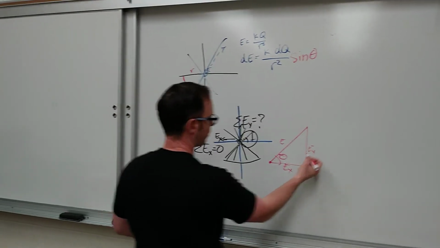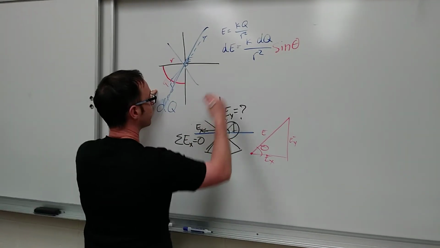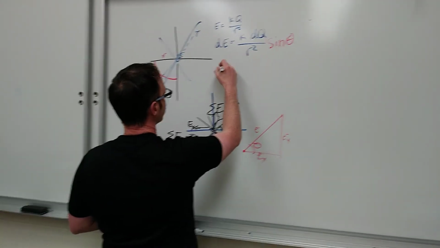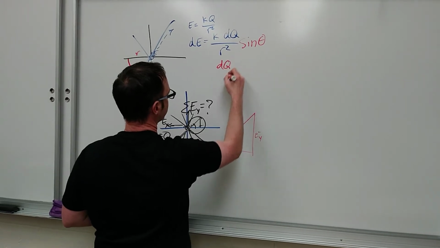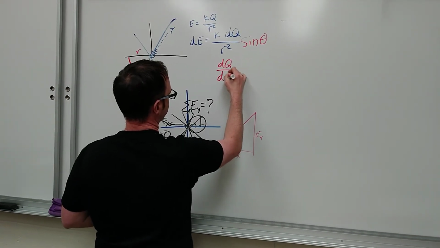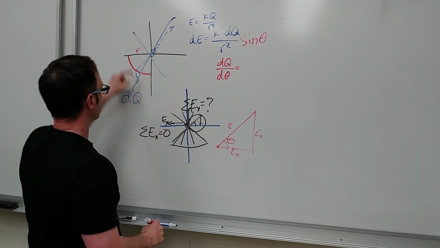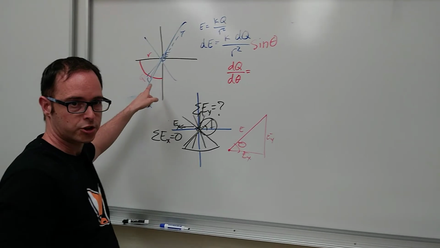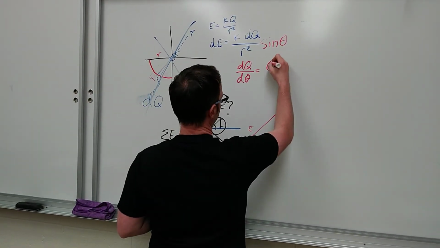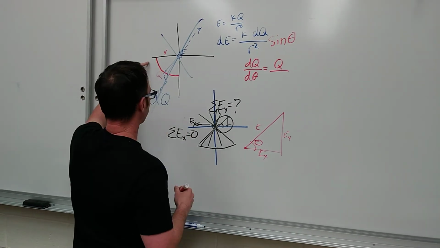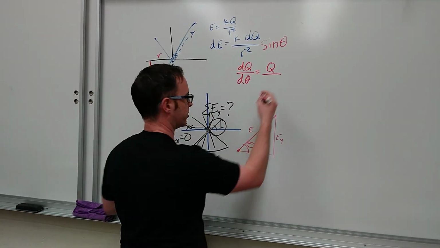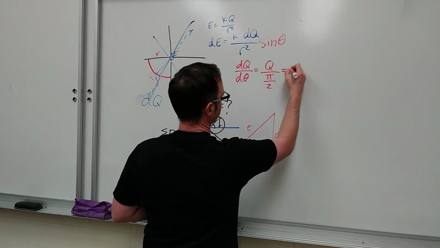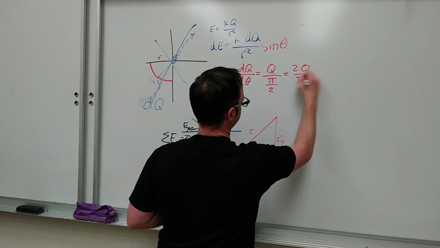Now we want Q in terms of theta so that we can get our d theta out here, right? So dQ is to d theta as, if we look at the change in charge versus the change in angle, the total charge over the total angle, which is pi over 2, or 2Q over pi.